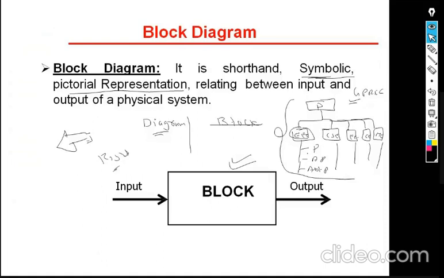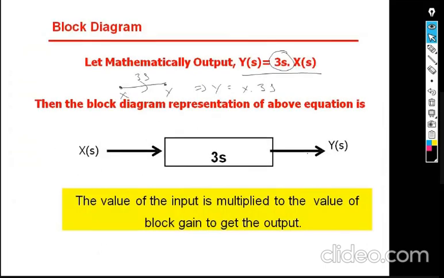How to form a particular block diagram? How does a mathematical expression become a block diagram? If we have a mathematical expression like this, then the diagrammatic representation of this expression will be like this. So simply I can say that a block has one input and one output, and the output will be equal to the input multiplied by that particular block.